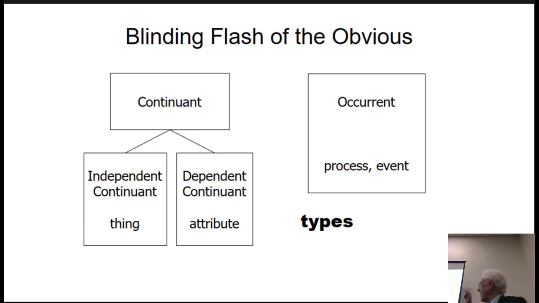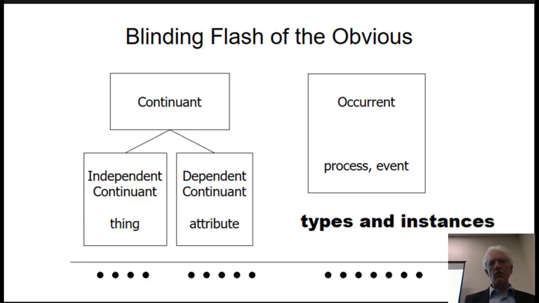A dependent continuant is any kind of attribute of an independent continuant. Shape, temperature, color, specific gravity, and so on. And then processes are self-explanatory. The point is that all of these terms, process, dependent continuant, independent continuant, represent types of things in reality. Now, in addition to types, there are also instances. I am a thing. My temperature is an attribute. My waving my hand now is a process, and all of these go down here.